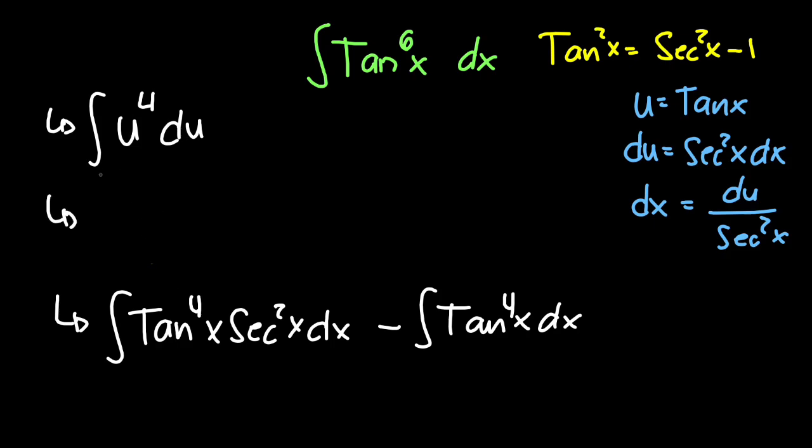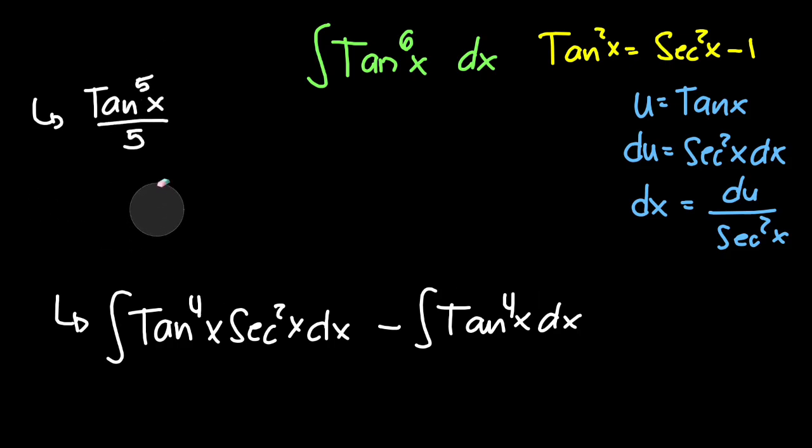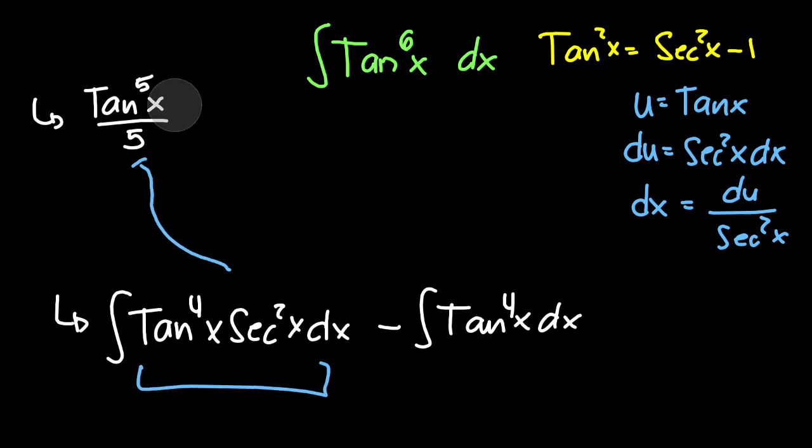And taking the integral of u to the power of 4 of du, which is equal to u to the power of 5 over 5. And by putting u back into its original form, this should be equal to tan to the power of 5 of x over 5. Now, this is the integral that corresponds to this one.